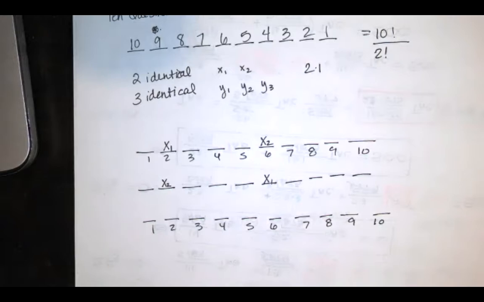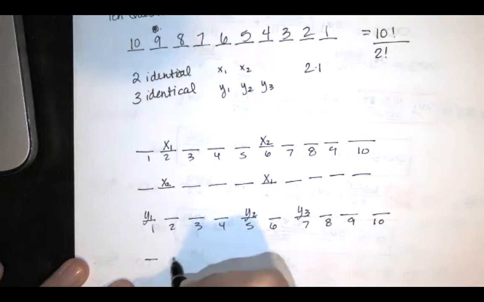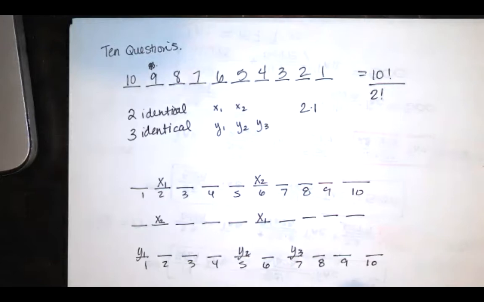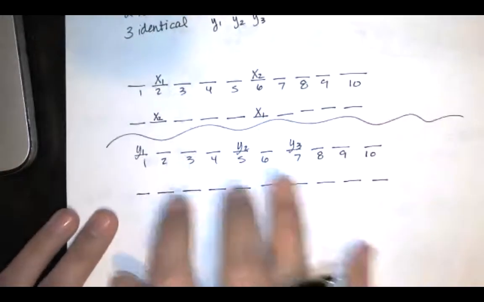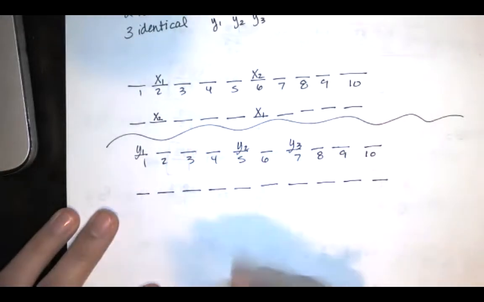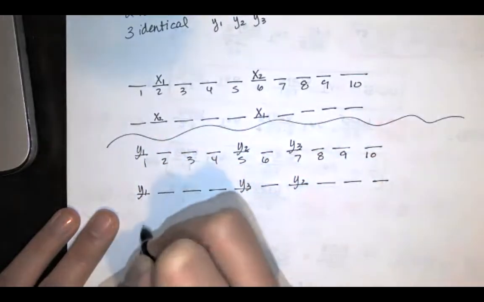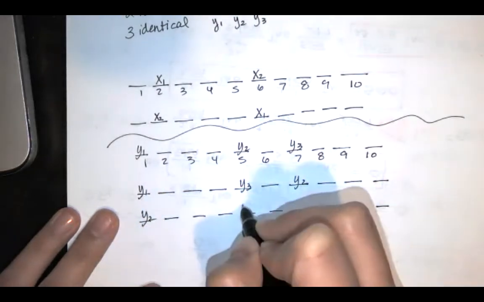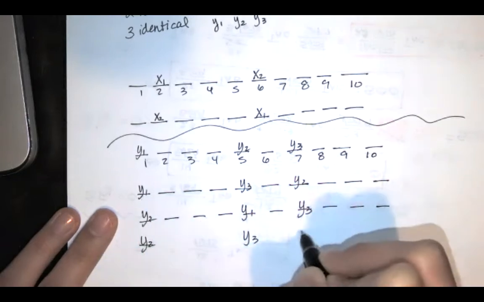So let's just say, for example, that y1, y2, and y3 were here, here, and here. So in one of our surveys that were counted in this 10 factorial up here, you might have y1, y2, and y3 as the first question, the 5th question, and the 7th question. Now that would be indistinguishable from having y1 here and y3 here and y2 here. And that would be indistinguishable from having y2 here and y1 here and y3 here, or having y2 here and y3 here and y1 here.